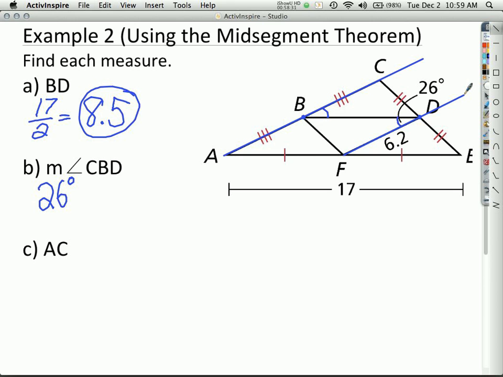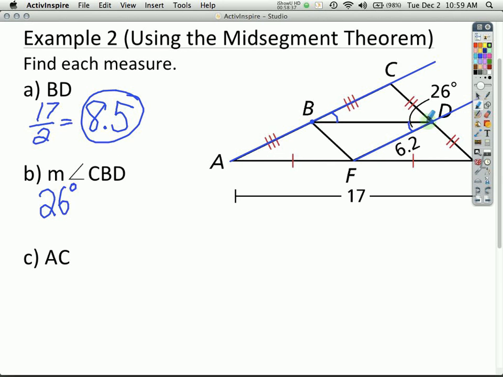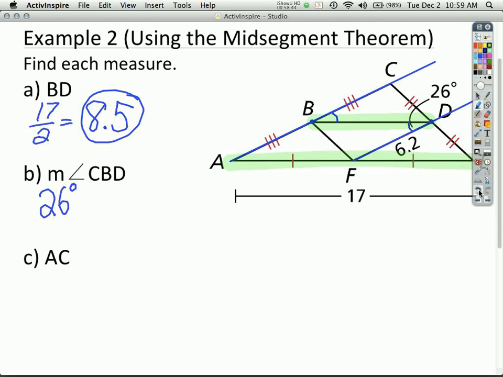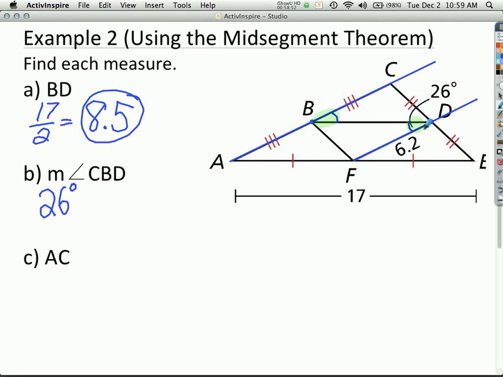Okay? What I got stuck on personally was these two lines. I kept looking at this line and this line, trying to figure out how to make it work, and I was having trouble. It wasn't until my brain kind of turned the picture a little bit for me that I saw that this and this were alternate interior because of these two parallel lines. So you really got to get your brain to work with you and focus on the right spot, okay? So hopefully you guys were able to do that. Any comments or questions on the angle relationships?